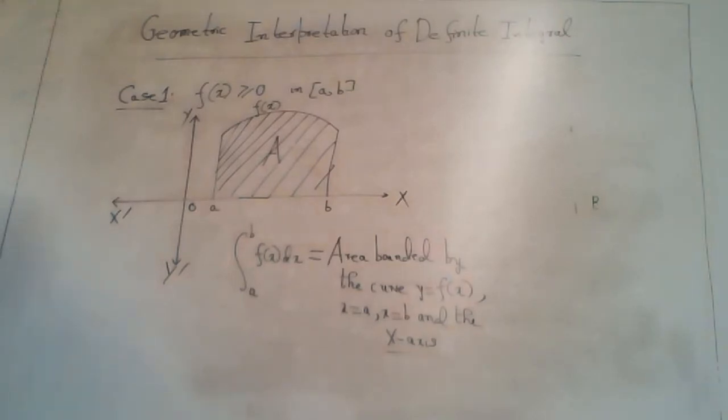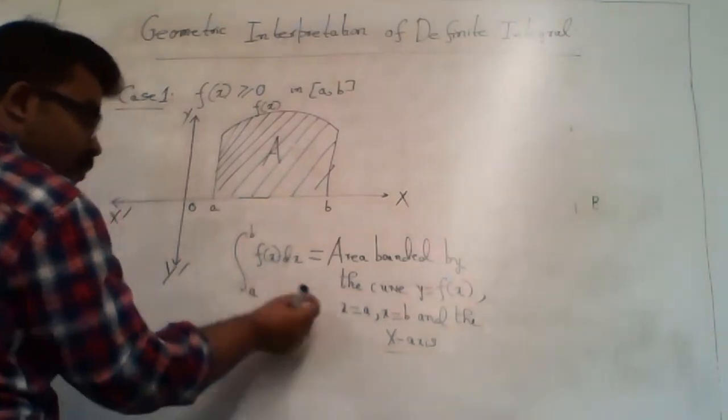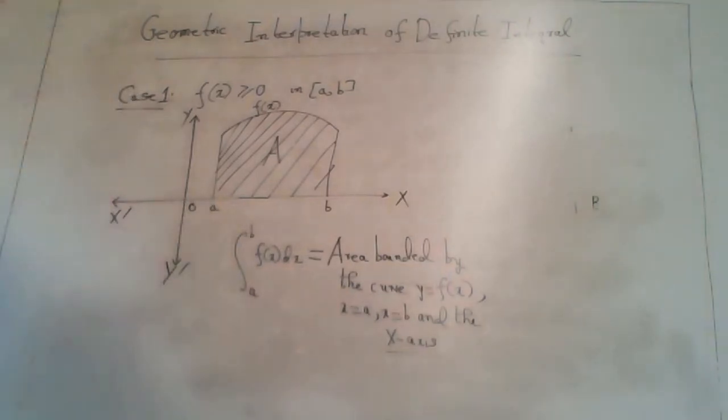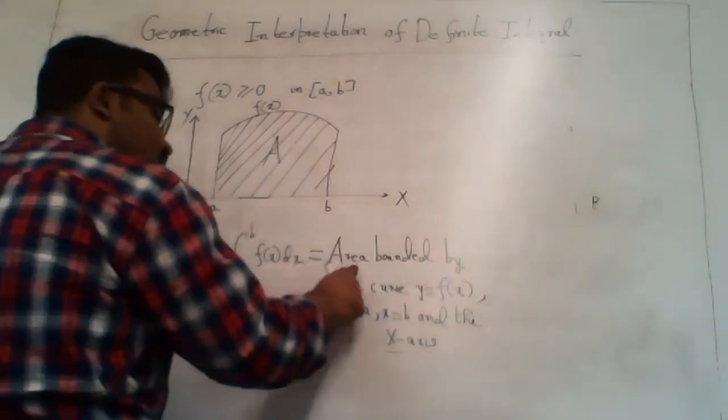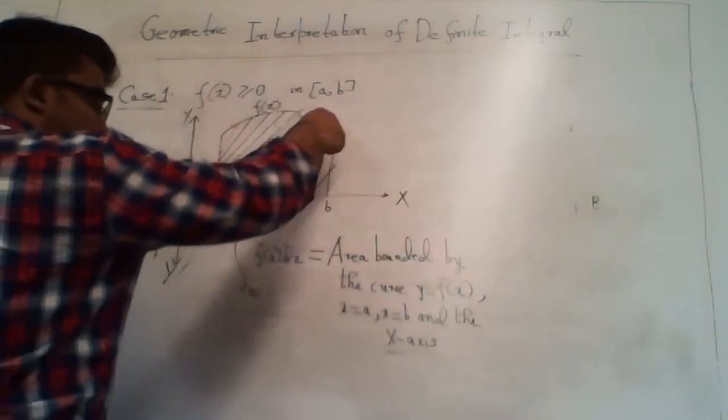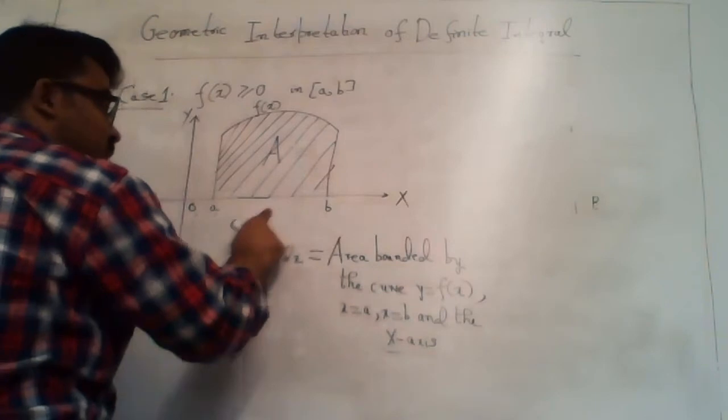So I have underlined this x-axis. Why is it the x-axis? Because I am doing dx. If I were doing dy, it would be the y-axis. Okay, so if I integrate from a to b f(x) dx, I get the area bounded by the curve y equals f(x), the lines x equals a and x equals b, and the x-axis, that is this area.